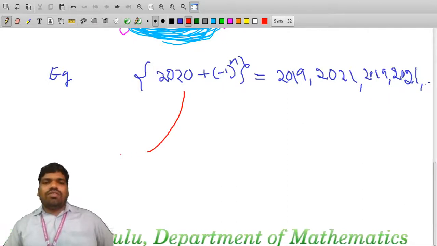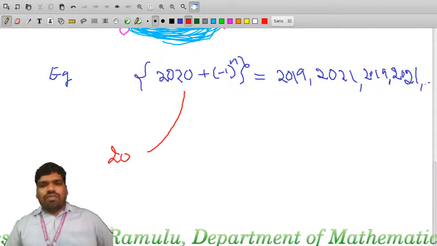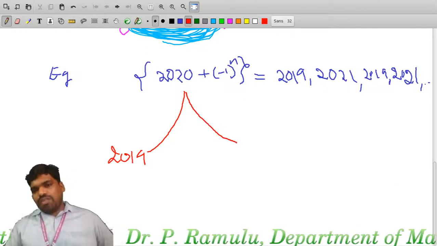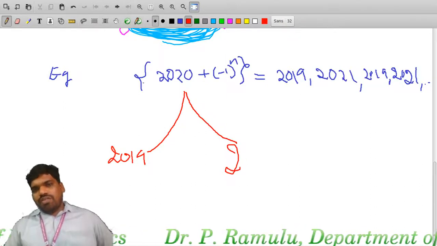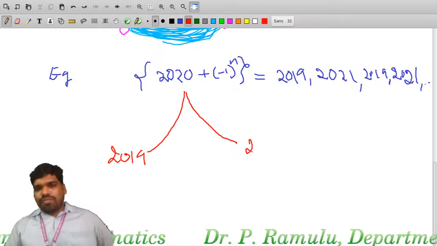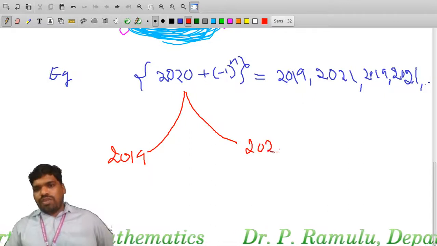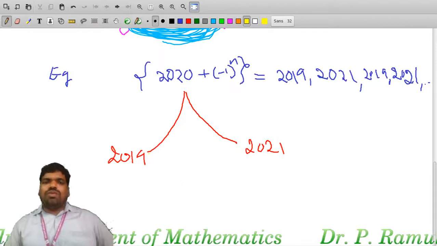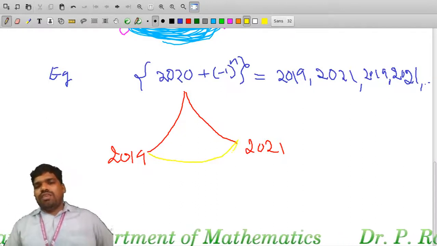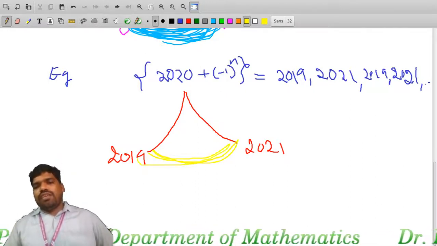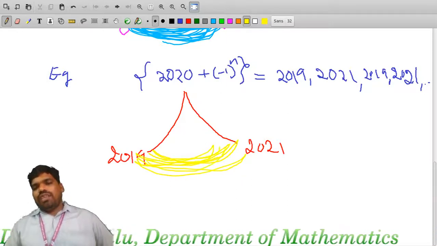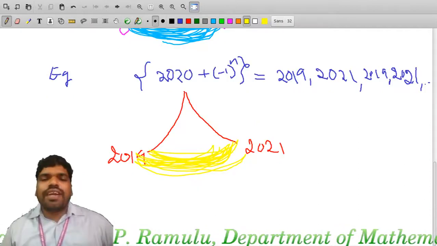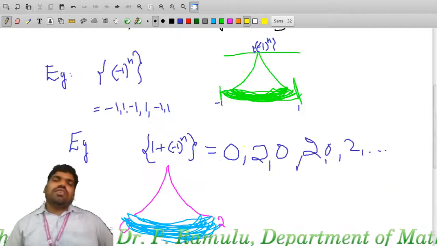The first term is 2019, the second term, if n is positive, then the next term is 2021. So here the terms of the sequence are moving from 2019, 21, 19, 21, 19, 21. It is moving like this, right? Therefore, it is a finite oscillate sequence.